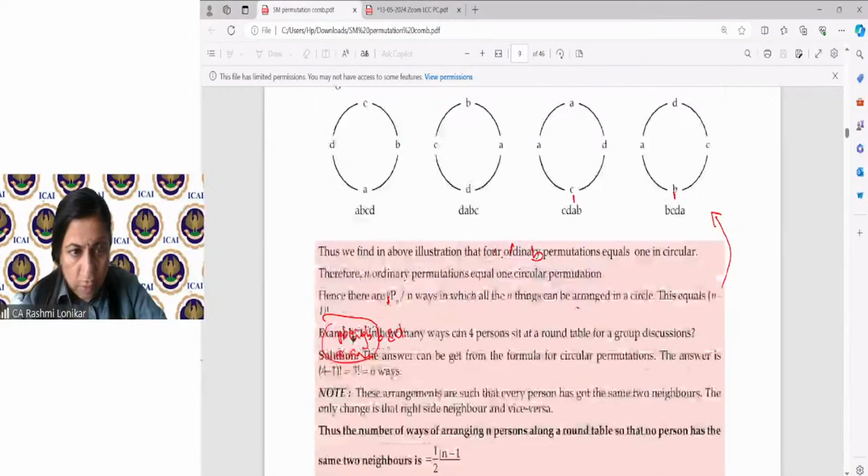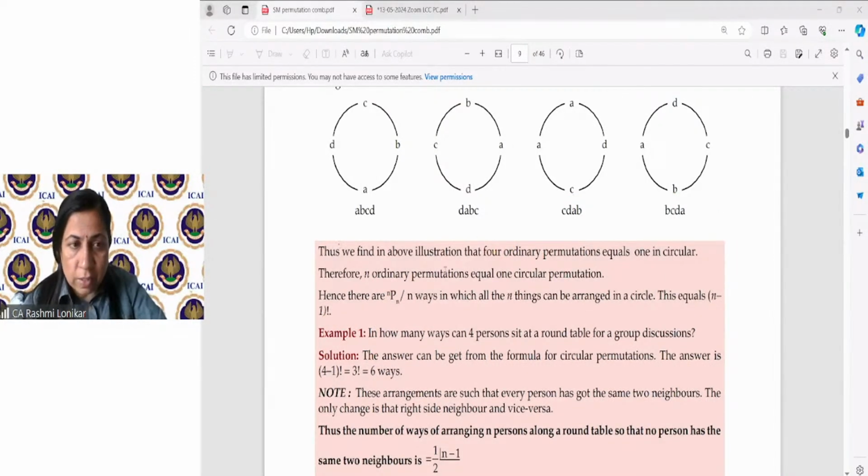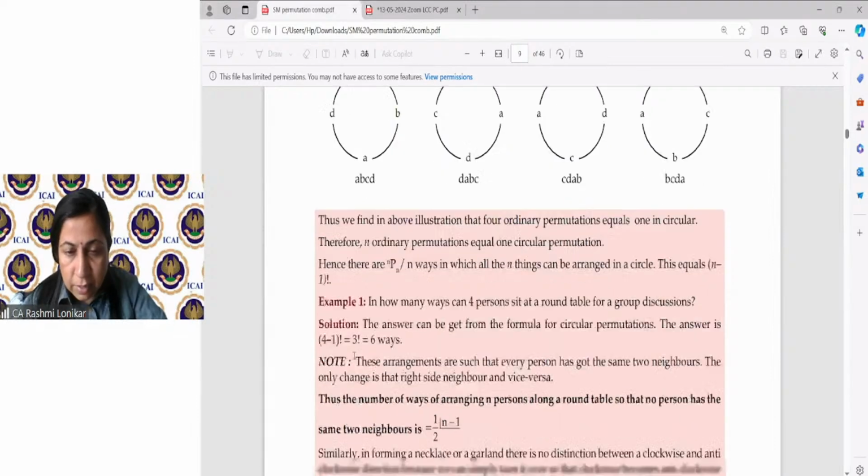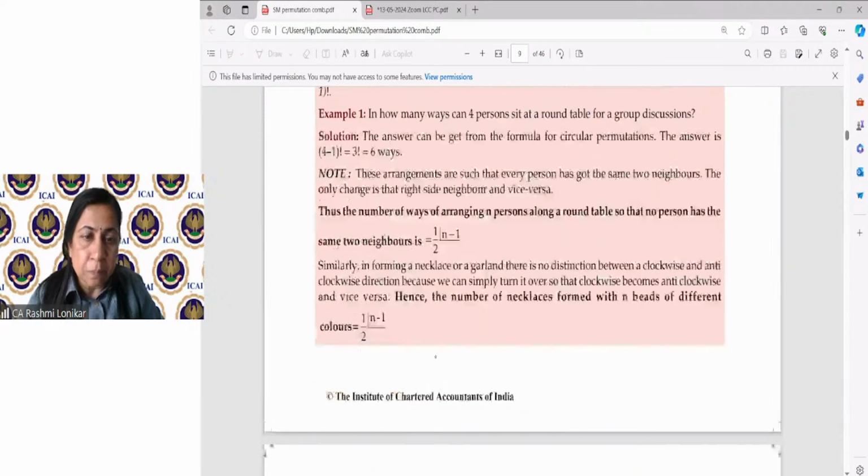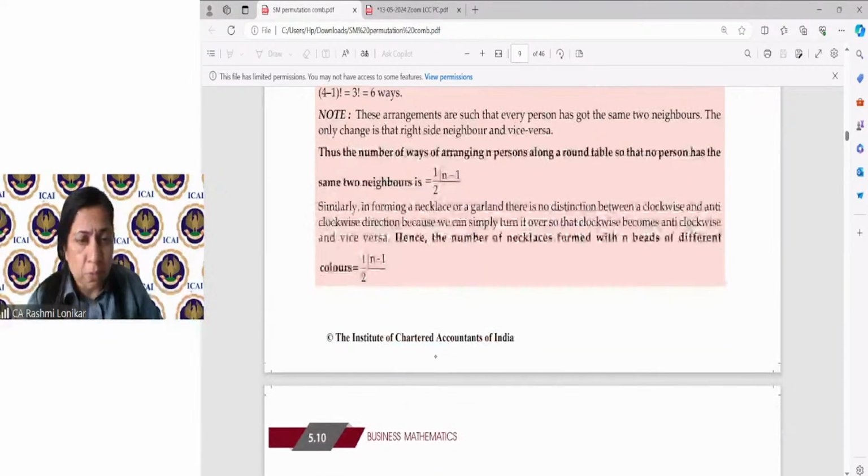So that means what I do here. The number of ways of arranging n people in a round around a table so that no person has the same neighbors is (n minus 1) factorial upon 2. This is (n minus 1) factorial upon 2. Similarly for beads also.